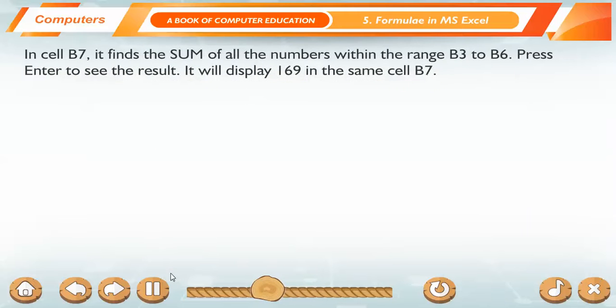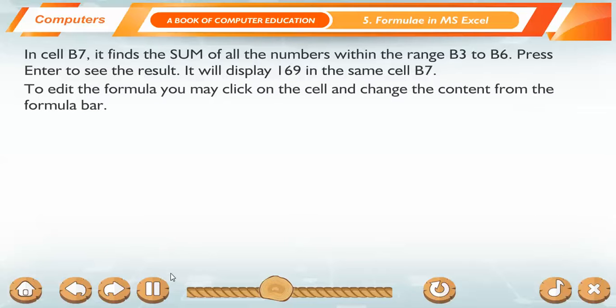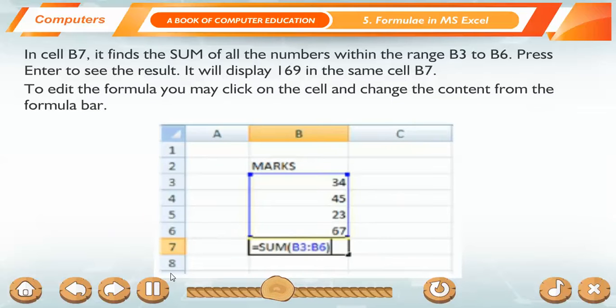In cell B7, it finds the sum of all the numbers within the range B3 to B6. Press enter to see the result. It will display 169 in the same cell B7. To edit the formula, you may click on the cell and change the content from the formula bar.